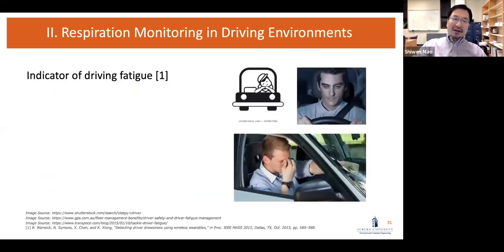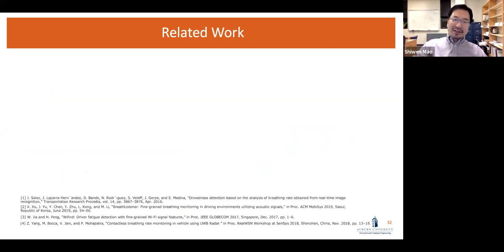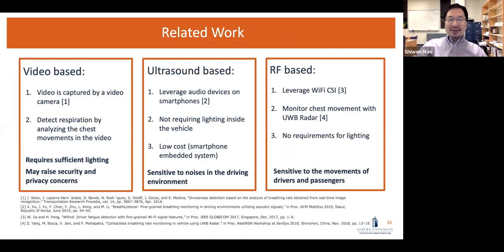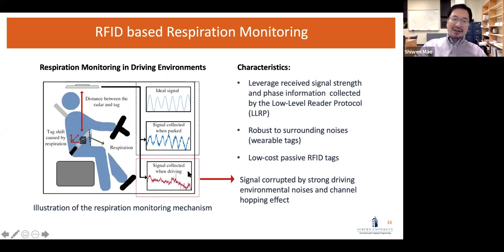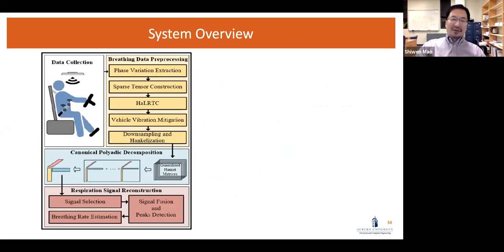Then later on, we moved the system into a driving environment, in a car. We mounted the antenna above the driver's seat, and we put the tags on the seat belt. The antenna interrogates these tags, and then we analyze the RFID signal. Then we can detect the breathing signal of the driver.